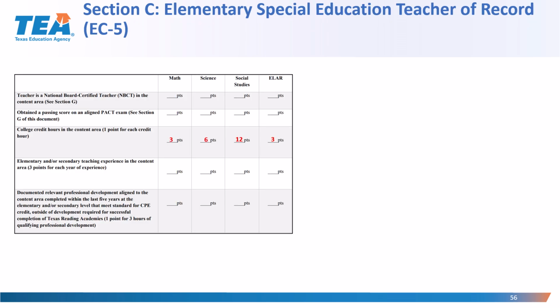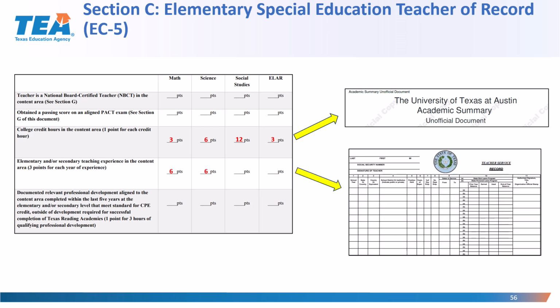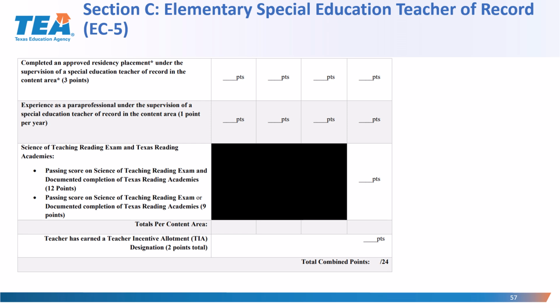Mr. Davila's college credit hours in each of the content areas are documented here, as verified on an academic summary document. Mr. Davila's previous teaching experience in math and science are documented here, as verified on his teacher service record. Next, Mr. Davila's totals per content area will be calculated in the bottom row. And then his combined point totals will be calculated here, where he has 36 out of the required 24 points total needed to demonstrate content proficiency at the elementary level.